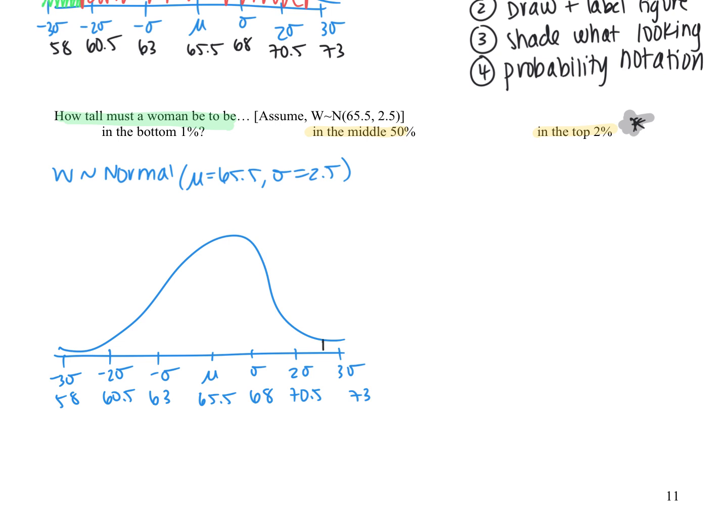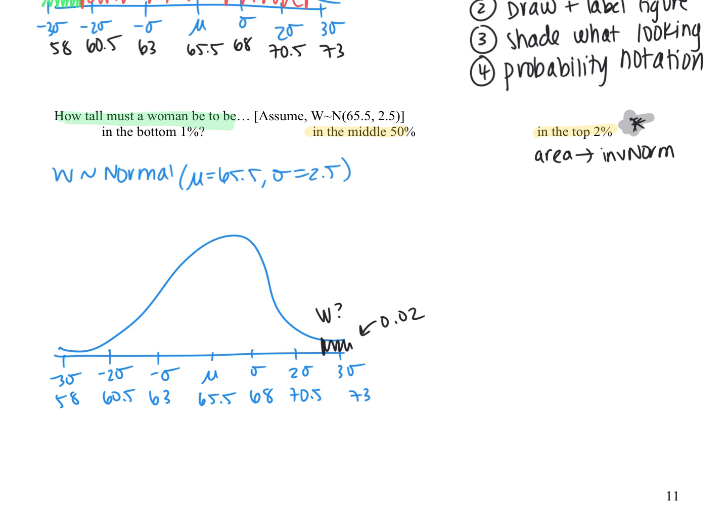First thing that you're going to do is you're going to take a guess. This is the height that I'm looking for. What I know is that this area right here is 2%. Okay, because we are given an area, we will be using inverse norm.